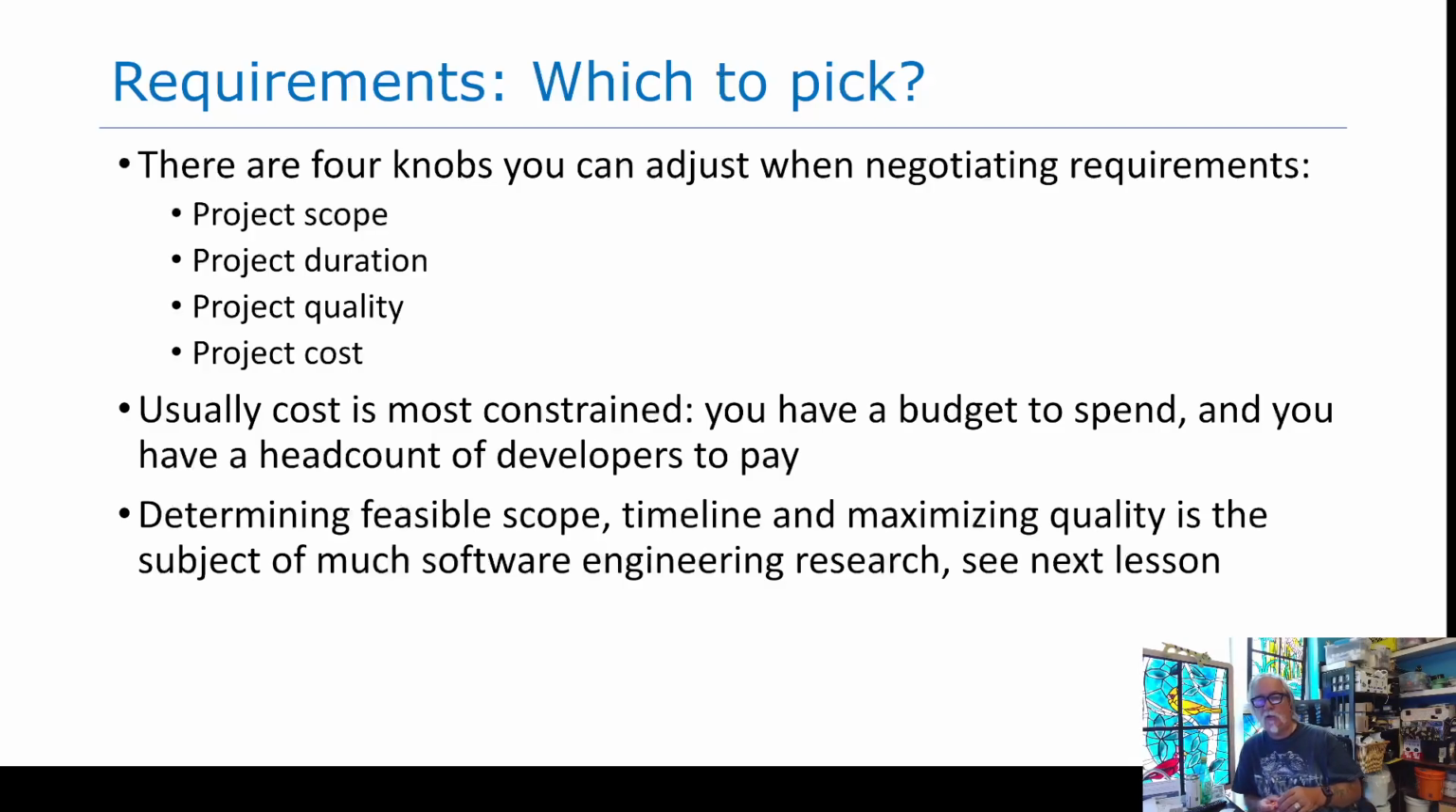So typically cost is the most constrained. The budget is fixed. That would specify how many person months you can spend on this project. And then the other ones are negotiable. If you find yourself in a situation where the project cost is not bound, then you're in a very unique position, but very rarely will you find yourself in that situation.